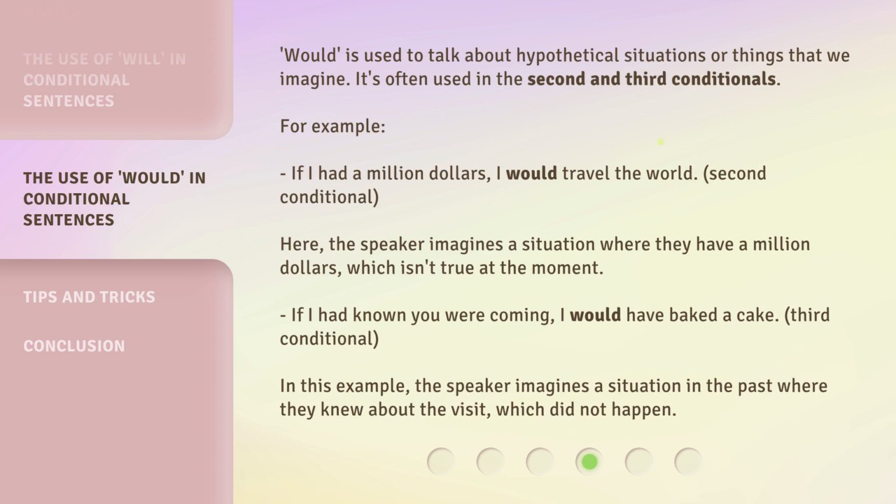If I had known you were coming, I would have baked a cake. Third conditional. In this example, the speaker imagines a situation in the past where they knew about the visit, which did not happen.